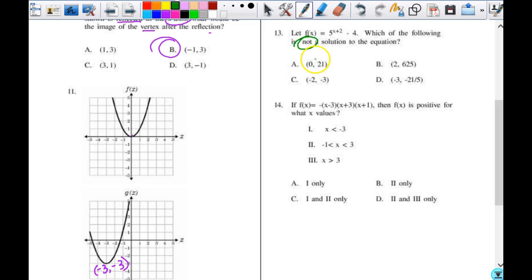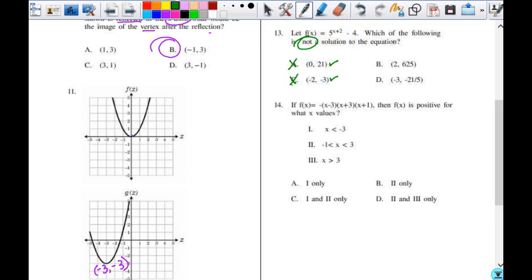Alrighty, so if I substitute in 0, that's going to give me 5 to the second power. 5 to the second power is 25. 25 minus 4 is 21, which means that works. So it is not my answer. Substitute in a negative 2, that's going to give me 5 to the 0 power, which is 1, minus 4 is negative 3, which works.